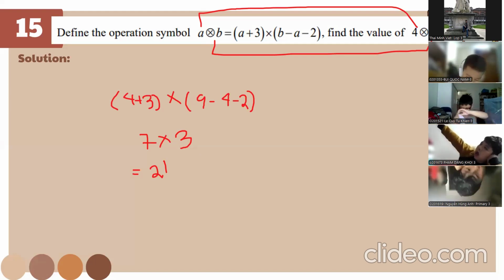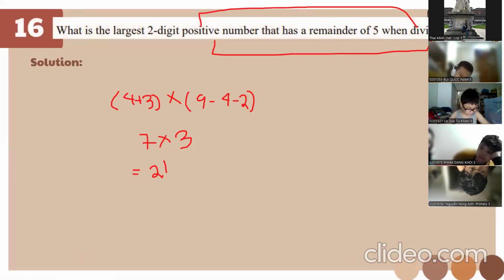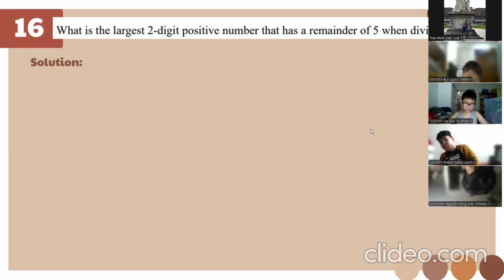Okay, so let's go for number 16 now. So this one, class: what is the largest 2-digit positive number that has a remainder of 5 when divided by 8? So for this one, it's two digit, right? The largest two-digit number, divided by 8, then a remainder of 5.